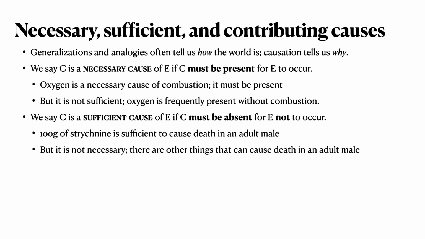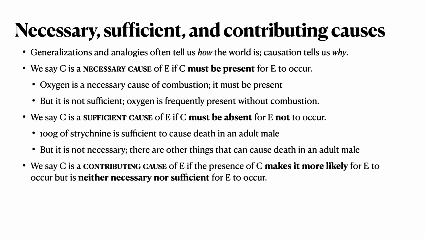So, can something be both? Sure, it can. For example, lightning is a necessary and sufficient cause of thunder, right? You can't have lightning without thunder, and you can't have thunder without lightning. So something can be both. But also something can be neither. And it's the neither cases that are more common and which also give rise to this interesting third type of causation. We say that C is a contributing cause of E if the presence of C makes it more likely for E to occur, but C is neither a necessary nor a sufficient cause of E.